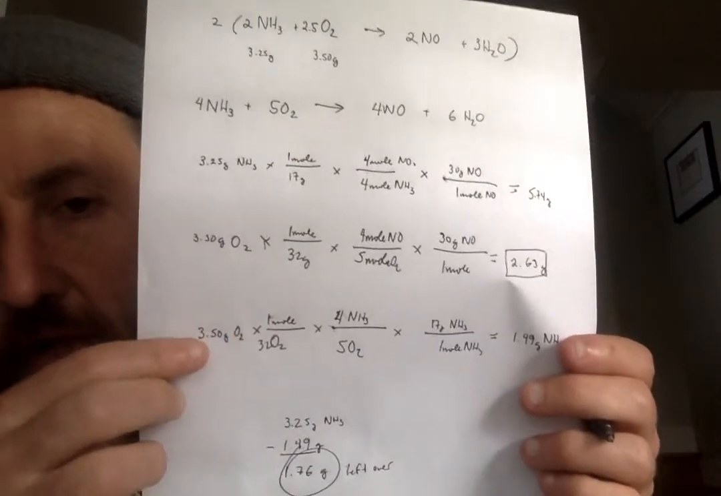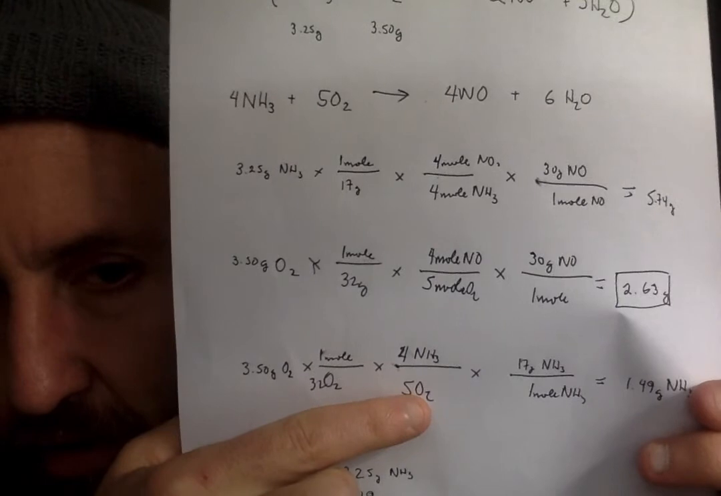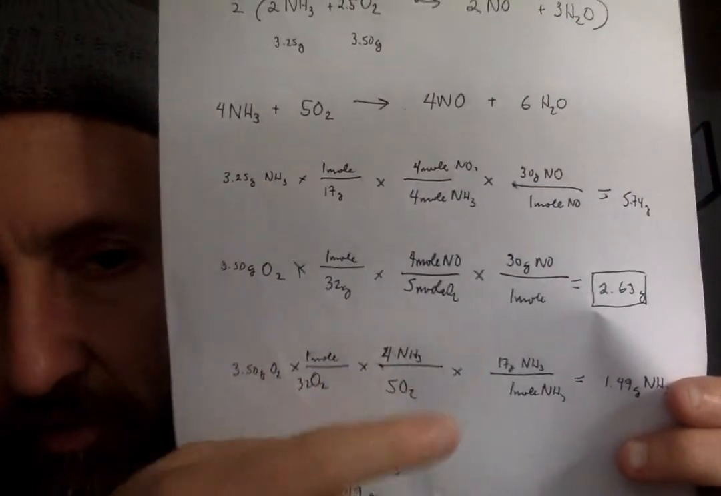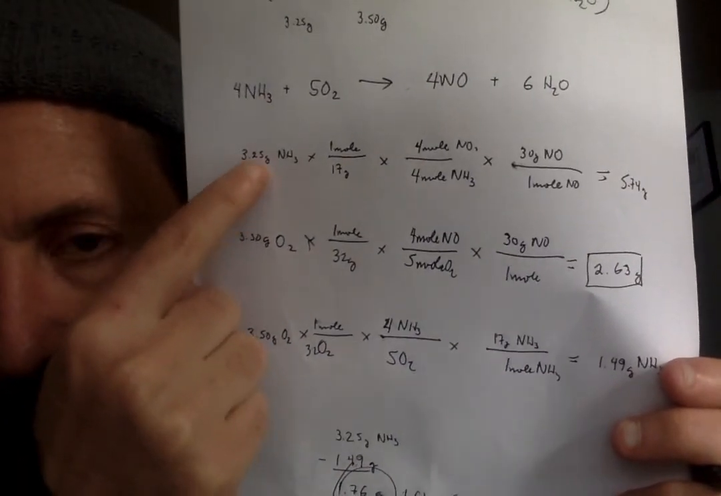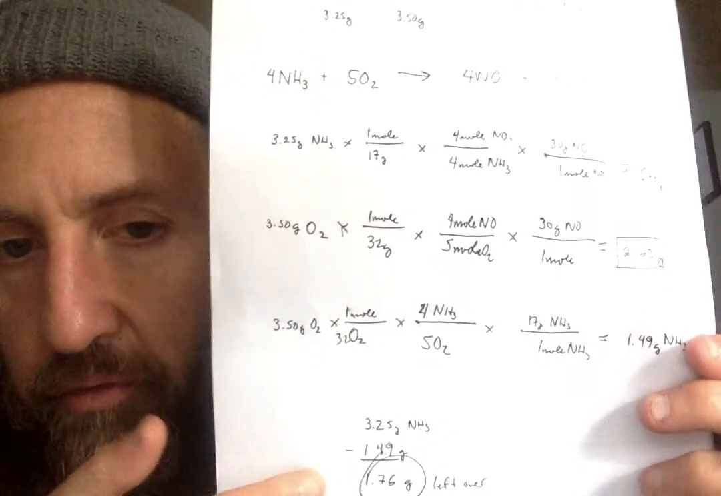So I use up 1.49 grams of NH3 since I start out with 3.25 grams of NH3. That's 1.76 grams of NH3 left over. So when you're doing that one, you just take the limiting reactant, turn it into the reactant in excess, which I do right here. You see, I need 4 ammonias for every 5 oxygens, and then switch it to grams. I started out, as it said here, with 3.25 grams of the ammonia. I used up 1.49, which we figured out here, and that means I have 1.76 left over.